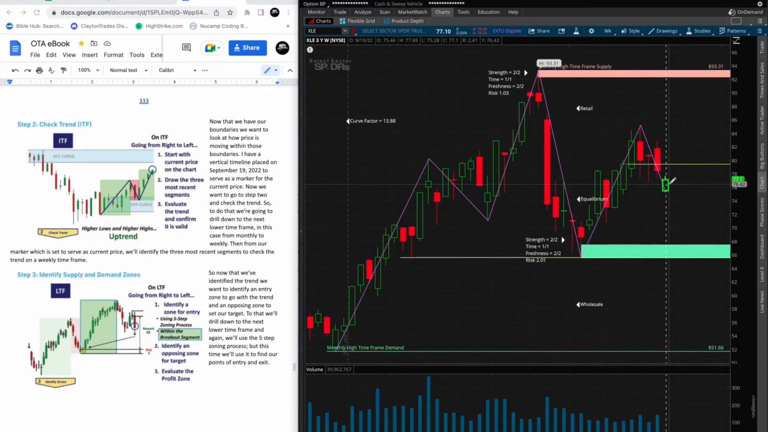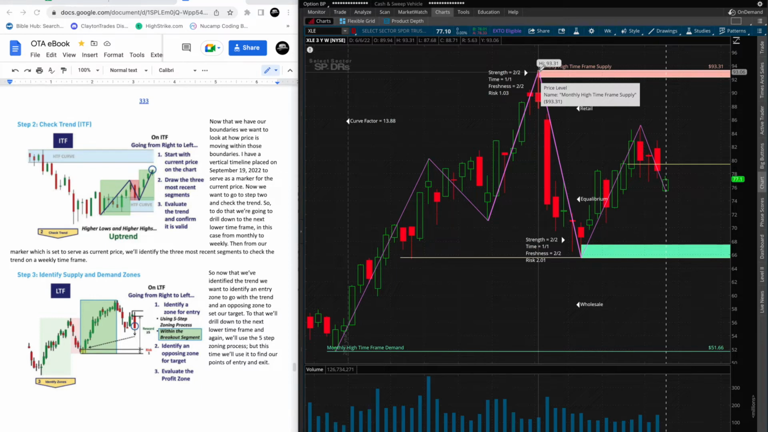And then from there, I'm going to go to current price and identify the 3 most recent segments. So from current price, this candle closed here, but we're going to use the lowest point within this candle, and we would go up to the highest point. That would be the first segment. Then from this price point down to this price point would be the second segment. And from this price point up to this price point would be the third segment.